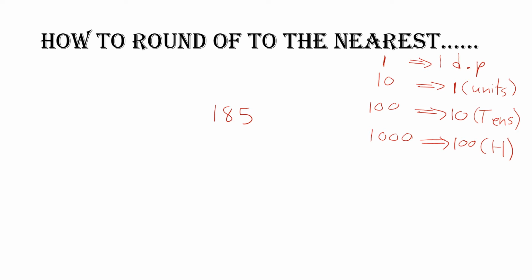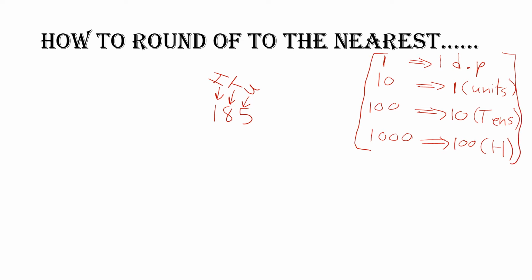So for example, look at this number here, 185. And we know the place values, right? So we know that this is hundreds, this is tens, this is units. So the 1 is hundreds, the 8 is tens, and the 5 is units, because this is a whole number. So all I'm trying to explain in this chart here is where you get your critical values based on what I ask you to round off to.